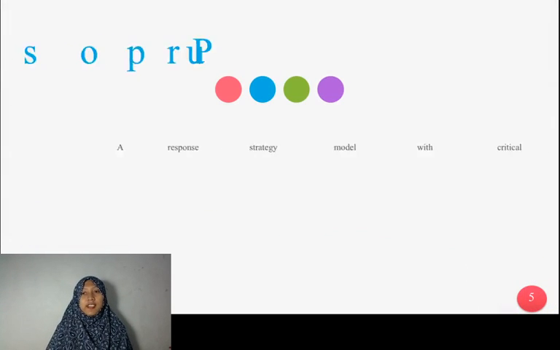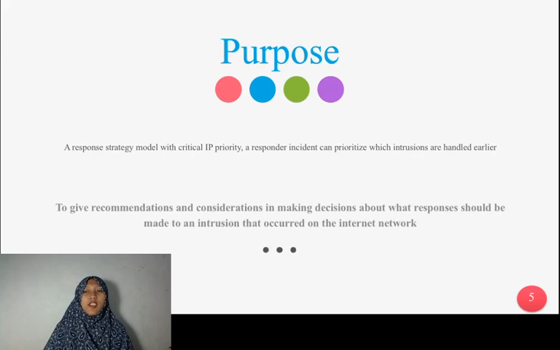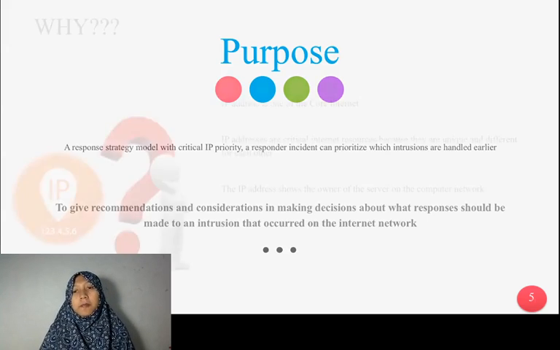So in this research, we propose a response strategy model with critical IP priority. An incident responder can prioritize which intrusions are handled earlier, because it gives recommendation and consideration in making decisions about what response shall be made to intrusions that occur on the internet network.